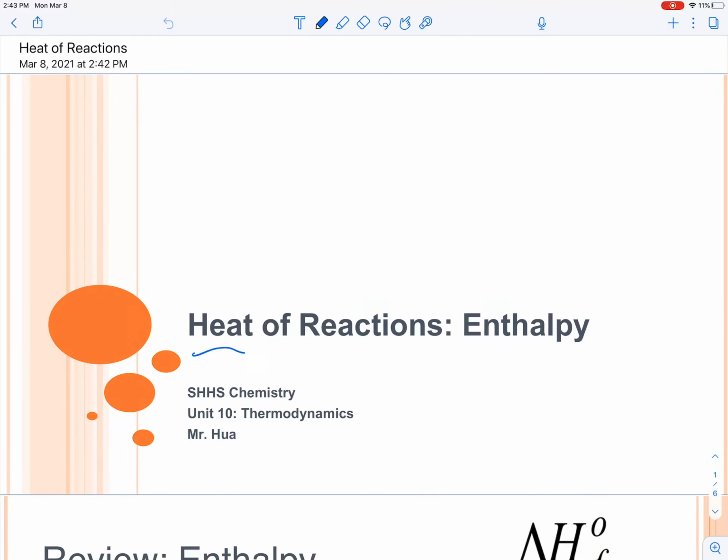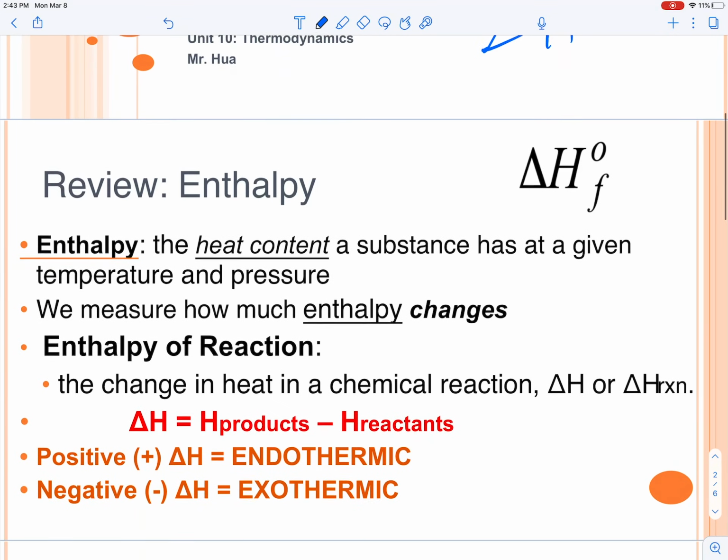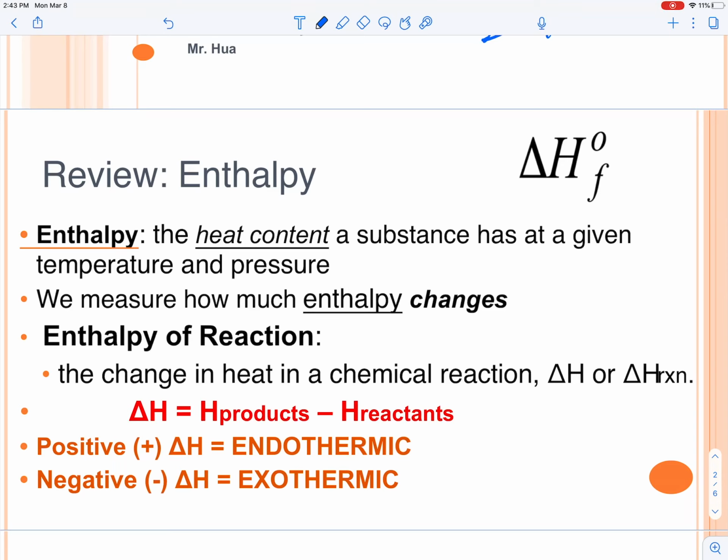Hi everyone, today we're going to calculate the heat of reactions, or enthalpy, which is delta H. Alright, so just to review, enthalpy is the heat content of a substance. Remember, heat is kind of synonymous with energy. So we like to measure how energy, or enthalpy, changes. So that's what the delta stands for, change in heat.